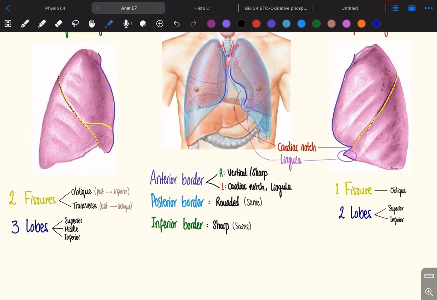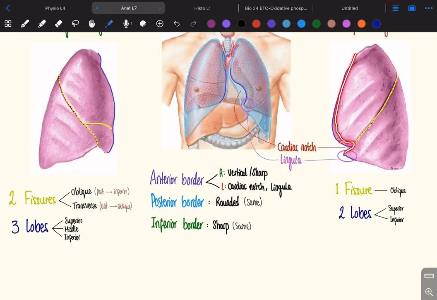On the left, it's different. How is it different? It continues straight, and then there's something known as the cardiac notch. The cardiac notch is on the left side, and we have the heart on the left side. So we need space here for the heart. This area known as the cardiac notch is the area for the heart. That's why on the left side the anterior border is different than on the right. So we said it's going to be straight or vertical, and then there's a cardiac notch.